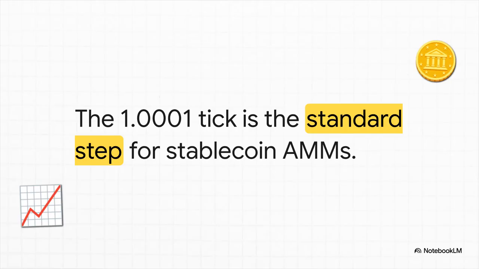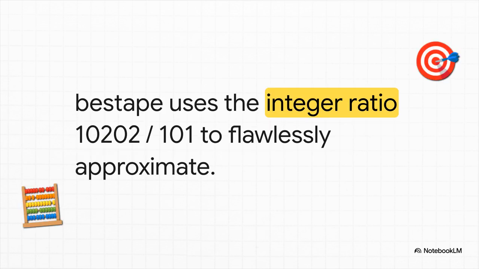We really have to talk about ticks for a second. In Uniswap-style AMMs, a tick is a discrete price interval. The absolute standard is the 1.001 tick, which maps to exactly a 1 basis point or 0.01% price change. For stablecoin pools with very low volatility, you want these extremely narrow, fine-grained ticks so you can concentrate liquidity exactly where trades happen and ultimately lower your slippage. But calculating exponents of 1.001 is computationally exhausting.